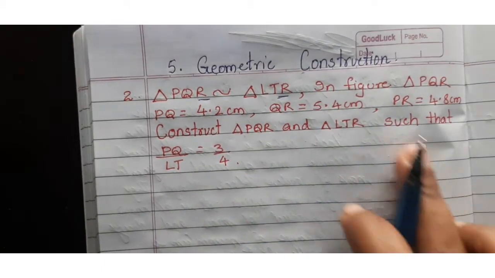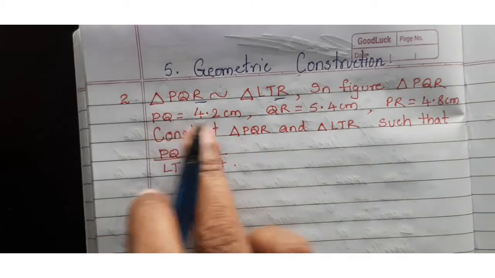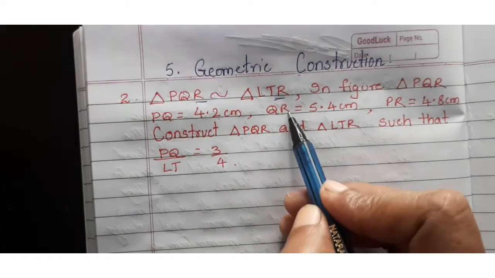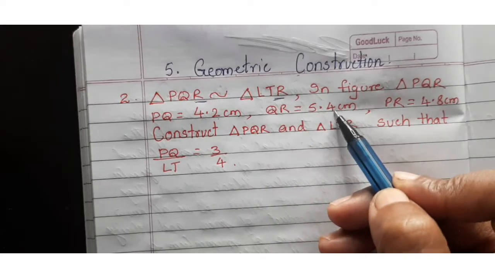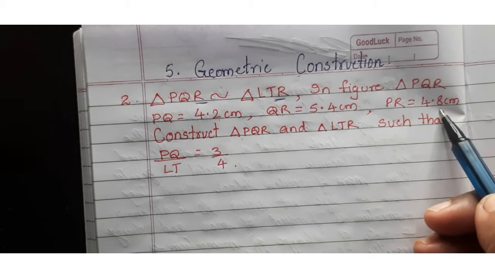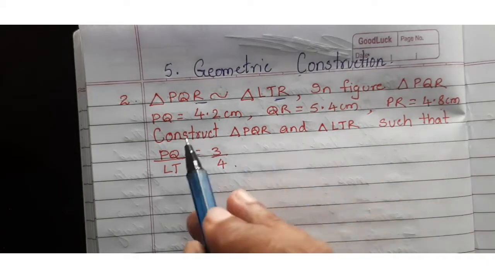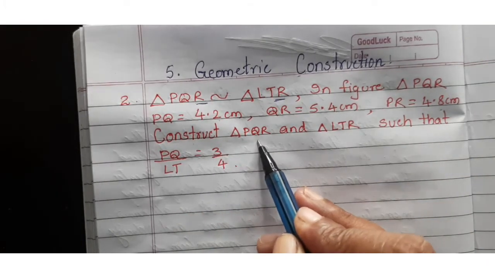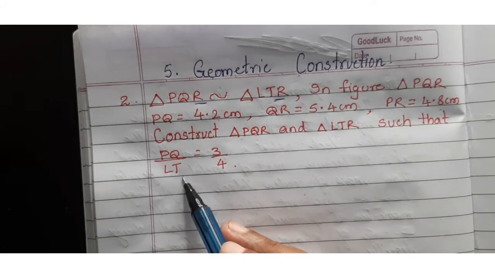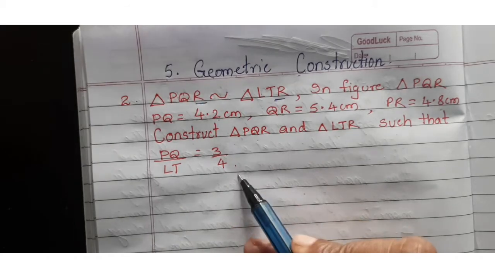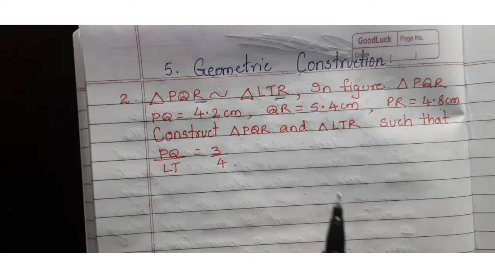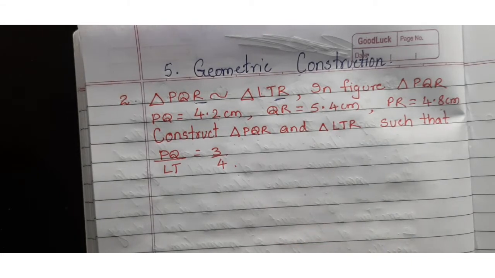Okay. In triangle PQR, PQ is given to us as 4.2 centimeter, QR is given to us as 5.4 centimeter, and PR is given to us as 4.8 centimeter. Construct triangle PQR and triangle LTR such that PQ upon LT is equal to 3 by 4. Okay, when such things are given to us, the triangles will be one inside the other.